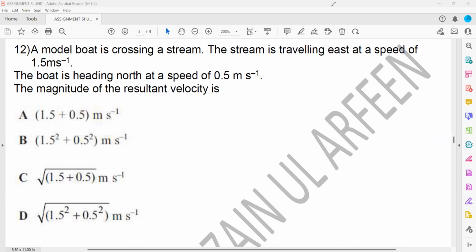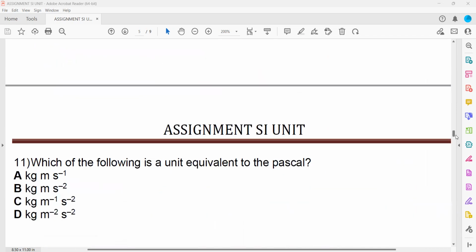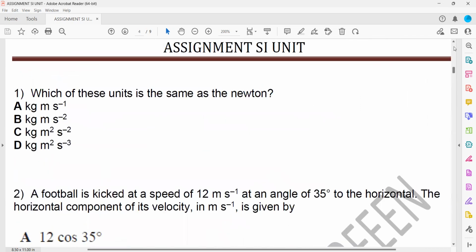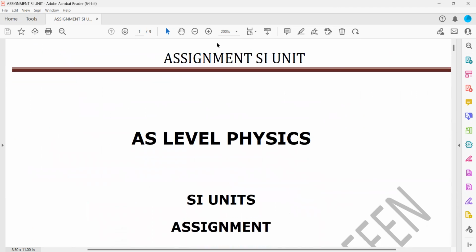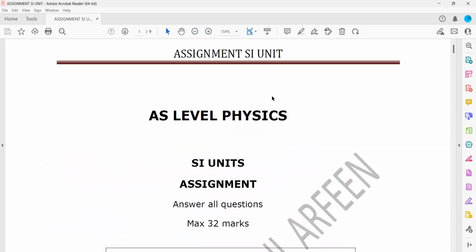So these are some questions of the assignment on SI units. That will be the first assignment I will share with you. So you will solve the remaining questions and submit next week.